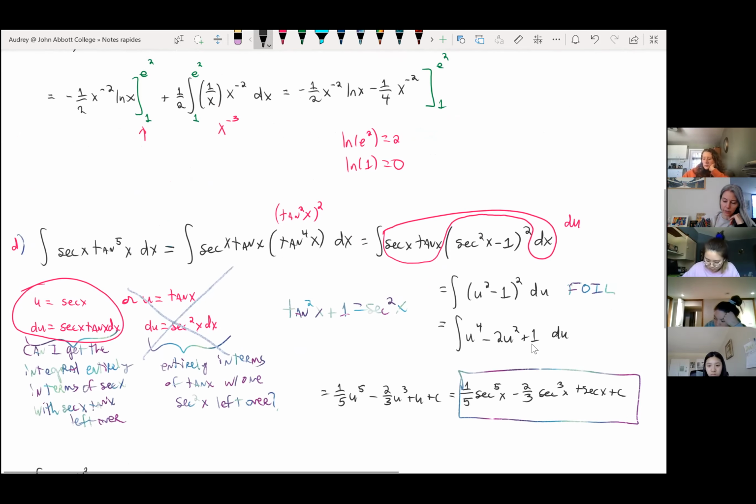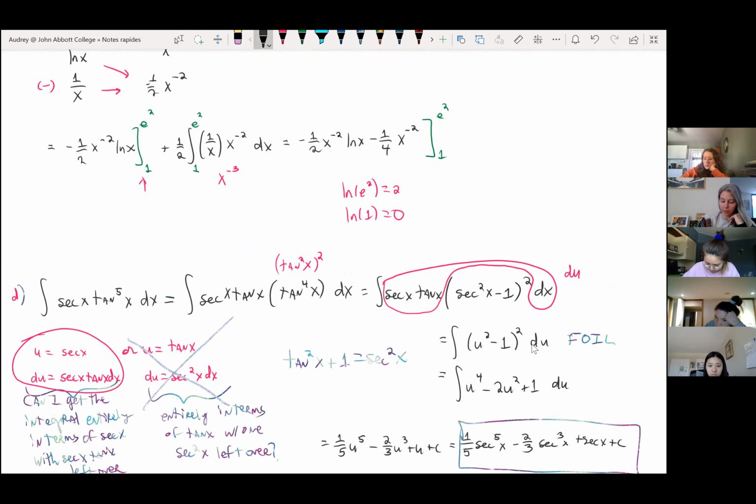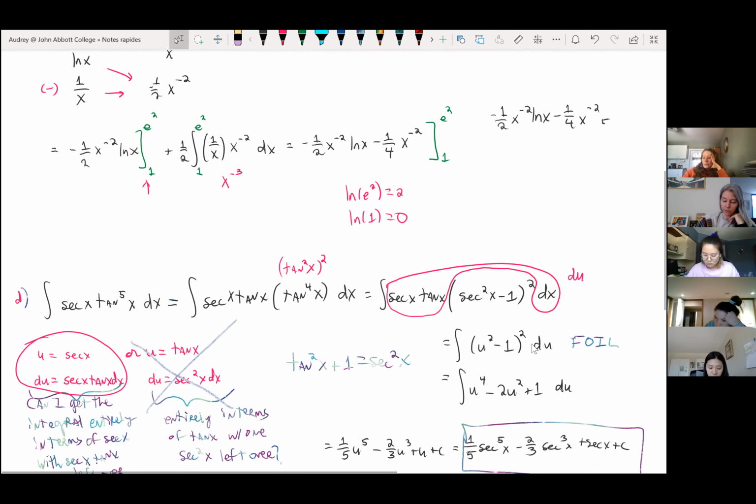The final answer for C was, without the bounds, -1/2 x to the -2 ln x minus 1/4 x to the -2 plus c. Oops, plus c. Because I didn't plug in the bounds in the end.